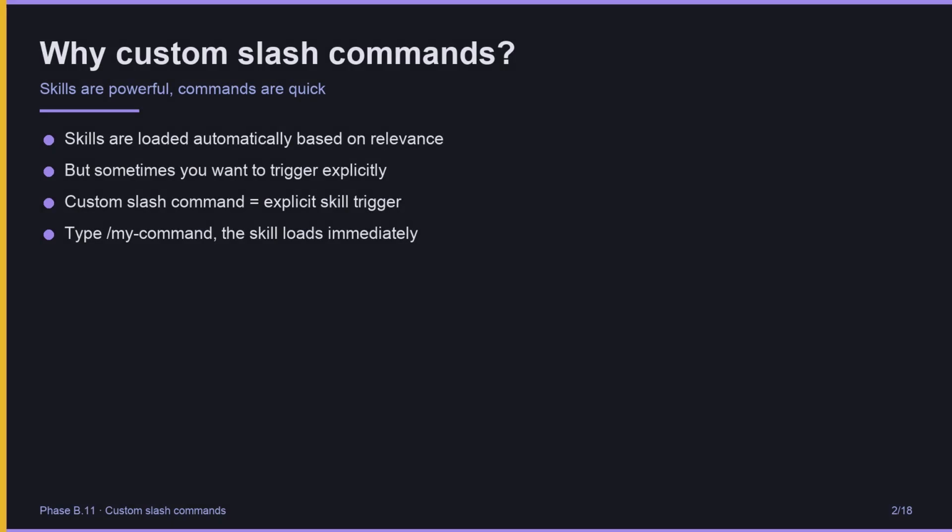End of Phase B. Why custom /commands? Skills are powerful, but they're loaded automatically based on relevance. Sometimes you want to be explicit. Sometimes you want a shortcut for a skill you use all the time. A custom /command is exactly that, an explicit trigger for a skill. You type /my command, the skill loads immediately. No guesswork, no hoping the relevance matcher picks up on what you want.